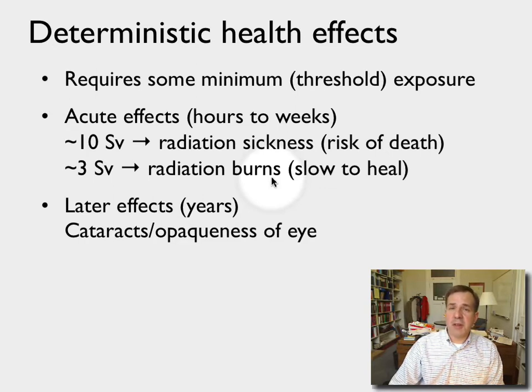It also damages cells in the nearby area, including cells sort of underneath, which is where the healing would usually begin. So because this damage is sort of widespread and even the healing tissue is damaged, radiation burns are much slower to heal than ordinary thermal burns. These are acute effects. They happen over hours to weeks. Later, over a period of years, we can have other sorts of effects, such as cataracts or development of opaqueness of the eye.